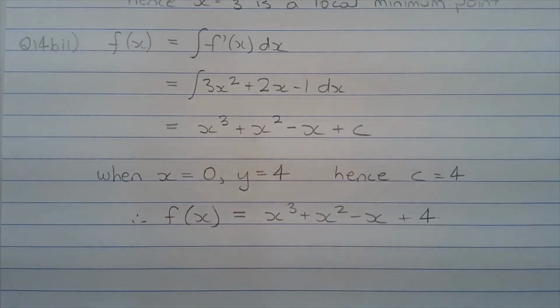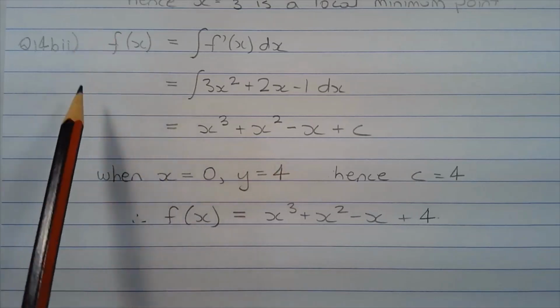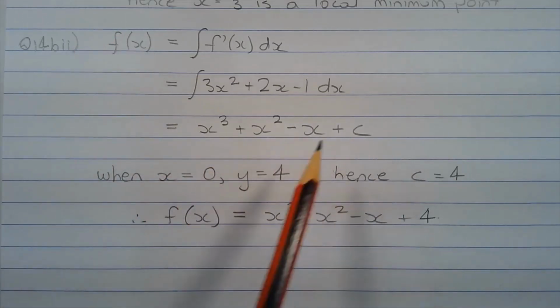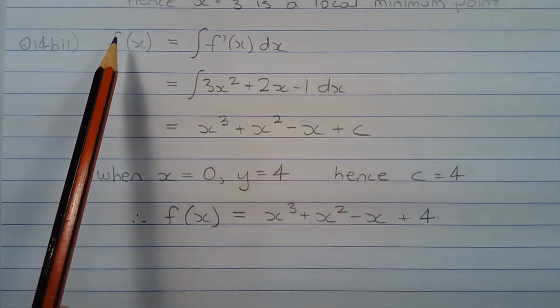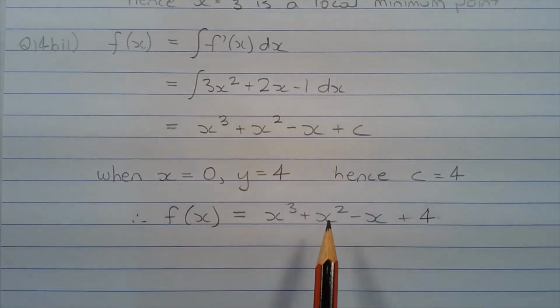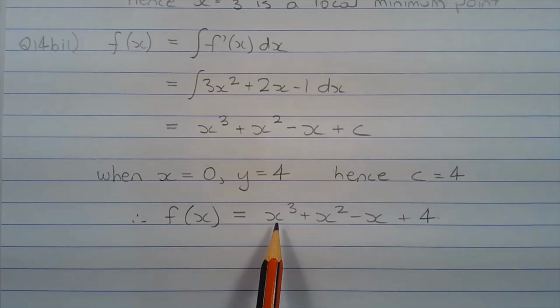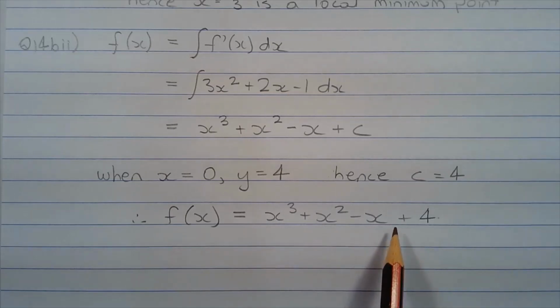Now we know that the curve y equals f of x passes through the point 0, 4. And we can use that information to find the value of the constant of integration c. So when x equals 0, y equals 4. And substituting this information into f of x equals x cubed plus x squared minus x plus c, we have 4 is equal to 0 plus 0 minus 0 plus c, hence c equals 4. Therefore, f of x is equal to x cubed plus x squared minus x plus 4.